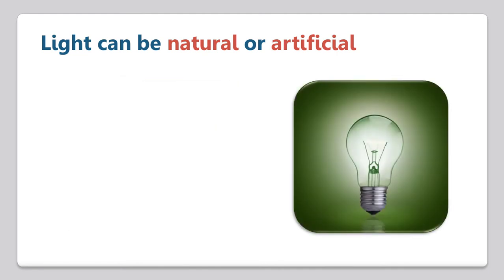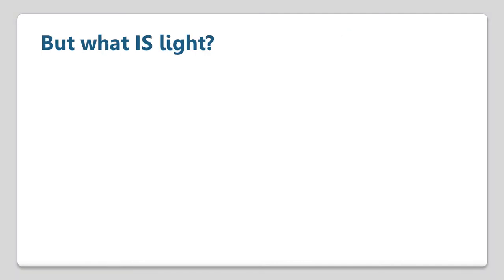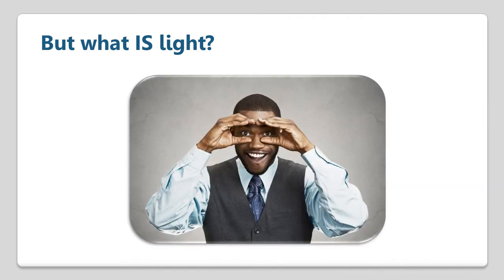So now we have some examples of light. But let's get back to our original question. What is light? A clue is in what light enables you to do. It lets you see things. And in simplest terms, light is a form of visible energy or energy that you can see.